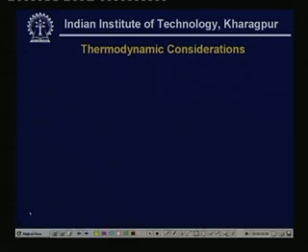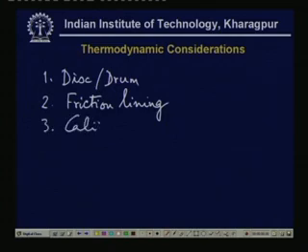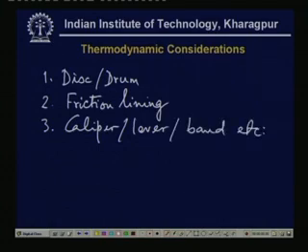We see that the brakes have different parts. It has a disc or drum, then a caliper or maybe friction material, friction lining, maybe a caliper or lever or band, etc., for applying the necessary friction, the necessary normal force. So, there are various components, and the exact thermodynamic analysis is very difficult.